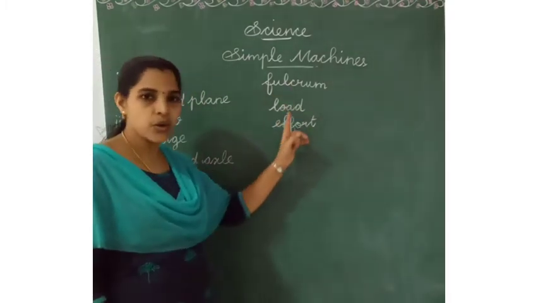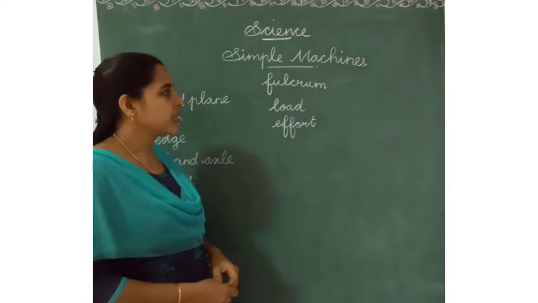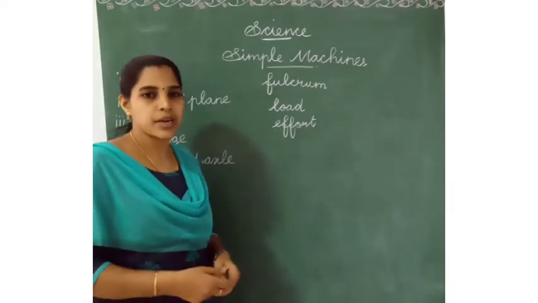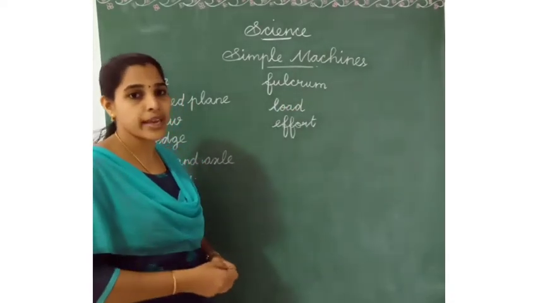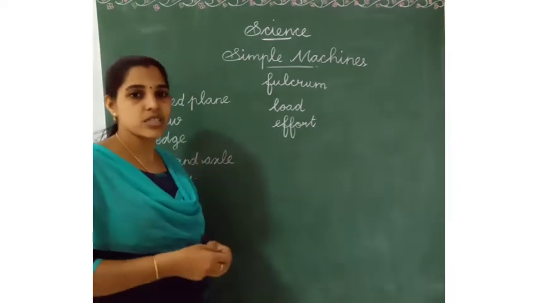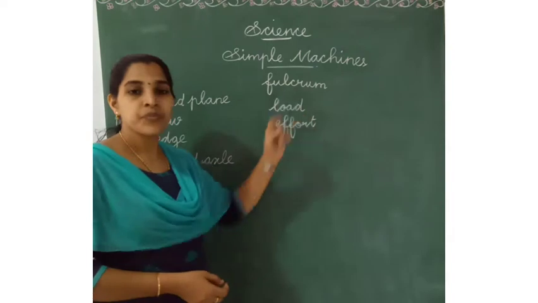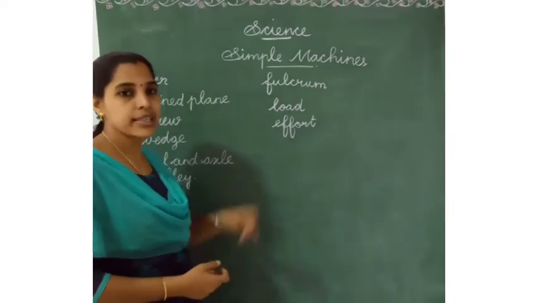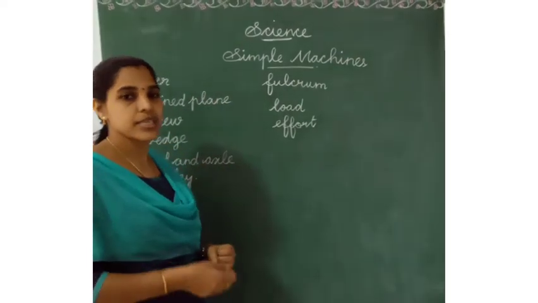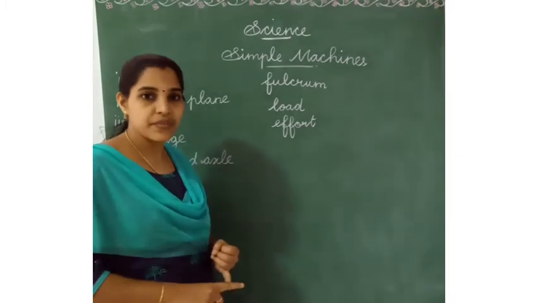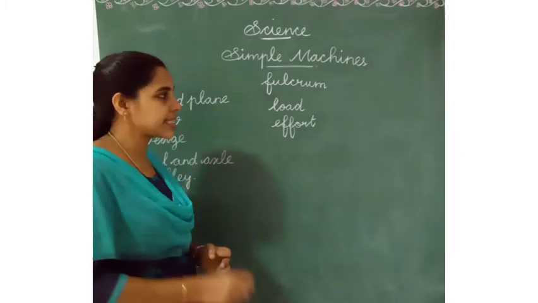So what are the three parts in the lever? Fulcrum, load and effort. And according to the fulcrum or fixed point, the levers consist of three types: class 1 lever, class 2 lever, or class 3 lever.